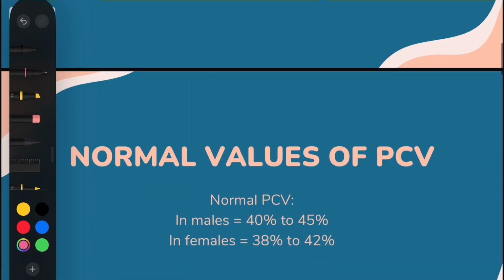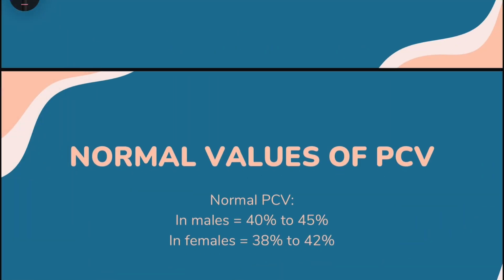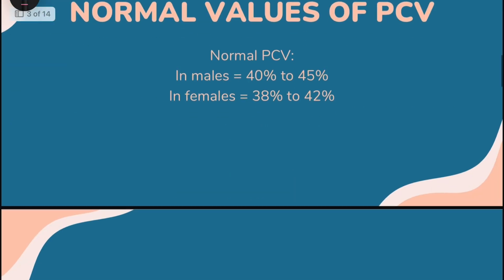Next, coming to the normal value of the PCV. The normal value of the packed cell volume varies: in males it is 40 to 45%, and in females it is 38 to 42%. These are the normal ranges. Any deviation from these ranges will lead to abnormal physiological or pathological conditions.